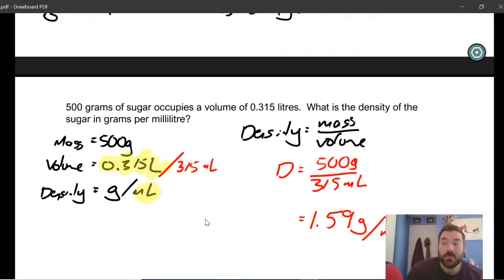We're going to explore density a bit more next week. We're going to talk about comparing relative densities in the gizmo and the module from this week.